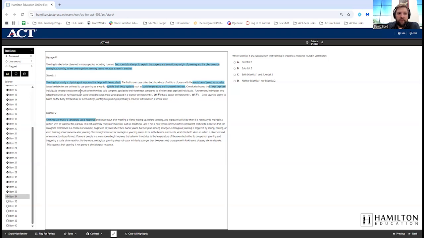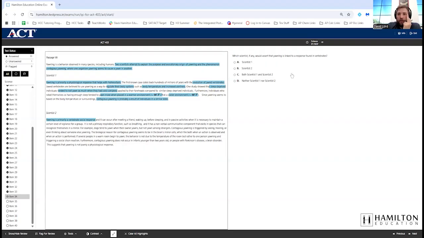Sleep-deprived individuals tended not to yawn when they had a cold compress, something you put to their forehead. Furthermore, individuals who rate themselves as having enough sleep tend to yawn more when placed in a warmer environment than a cooler environment. Since yawning seems to be based on body temperature surroundings, contagious yawning is probably a result of individuals in a similar state.